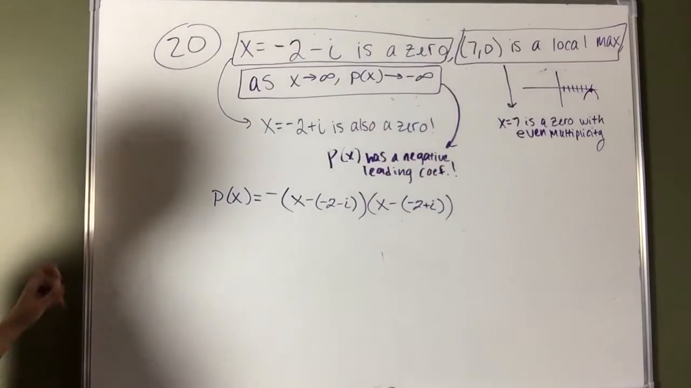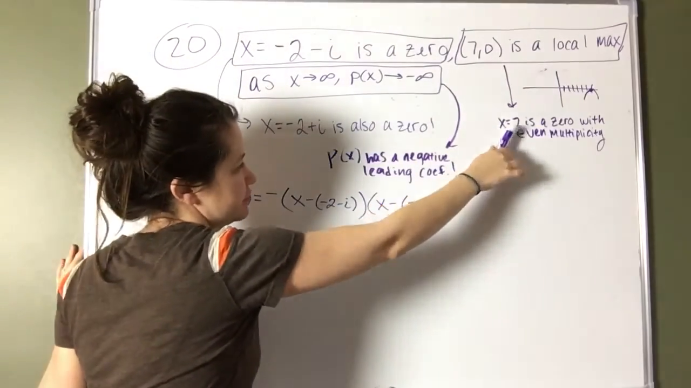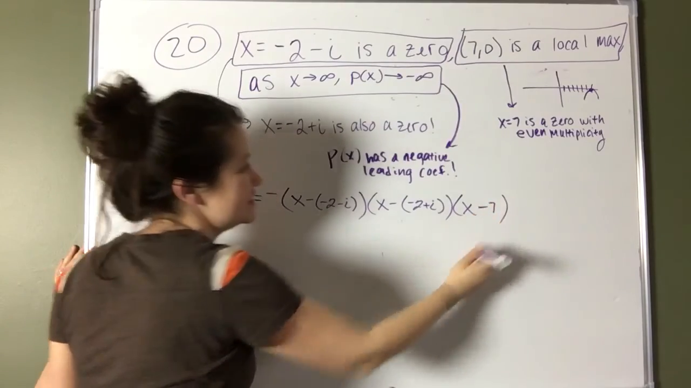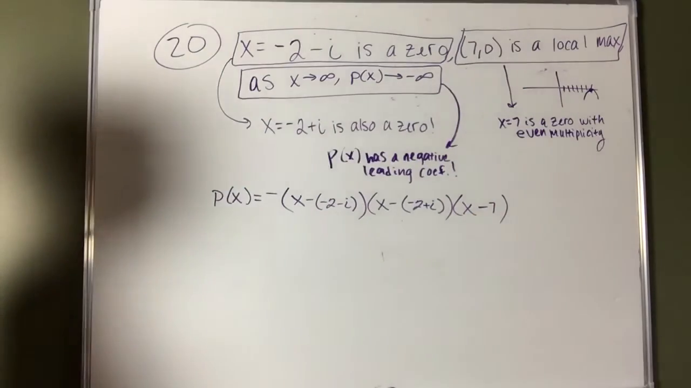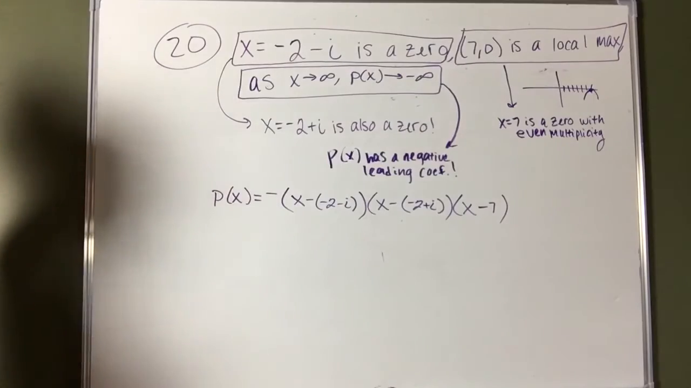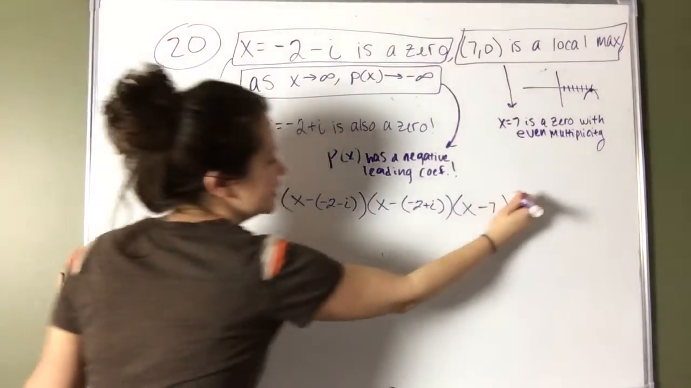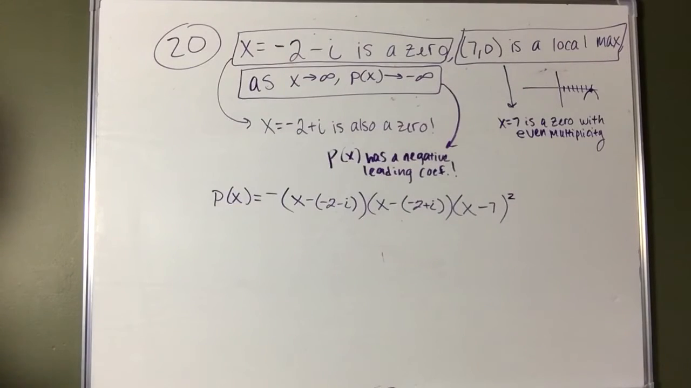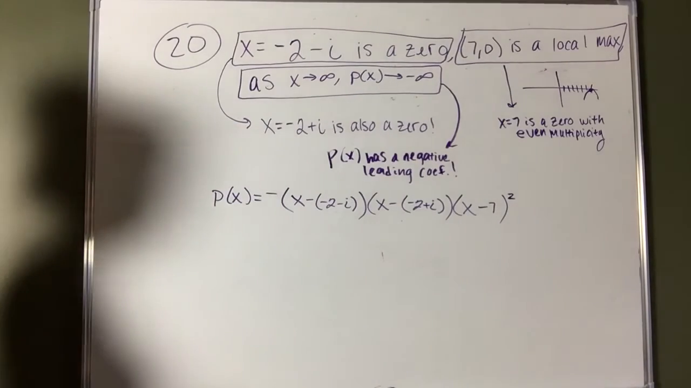And then we have to build a factor for our other 0 that we know about, which is 7. That comes from a factor of x minus 7. But since it has an even multiplicity, we need to make the exponent on that factor an even value. So we can just make it a 2, right? We'll just square that factor. And this is actually the correct answer, written in factored form.